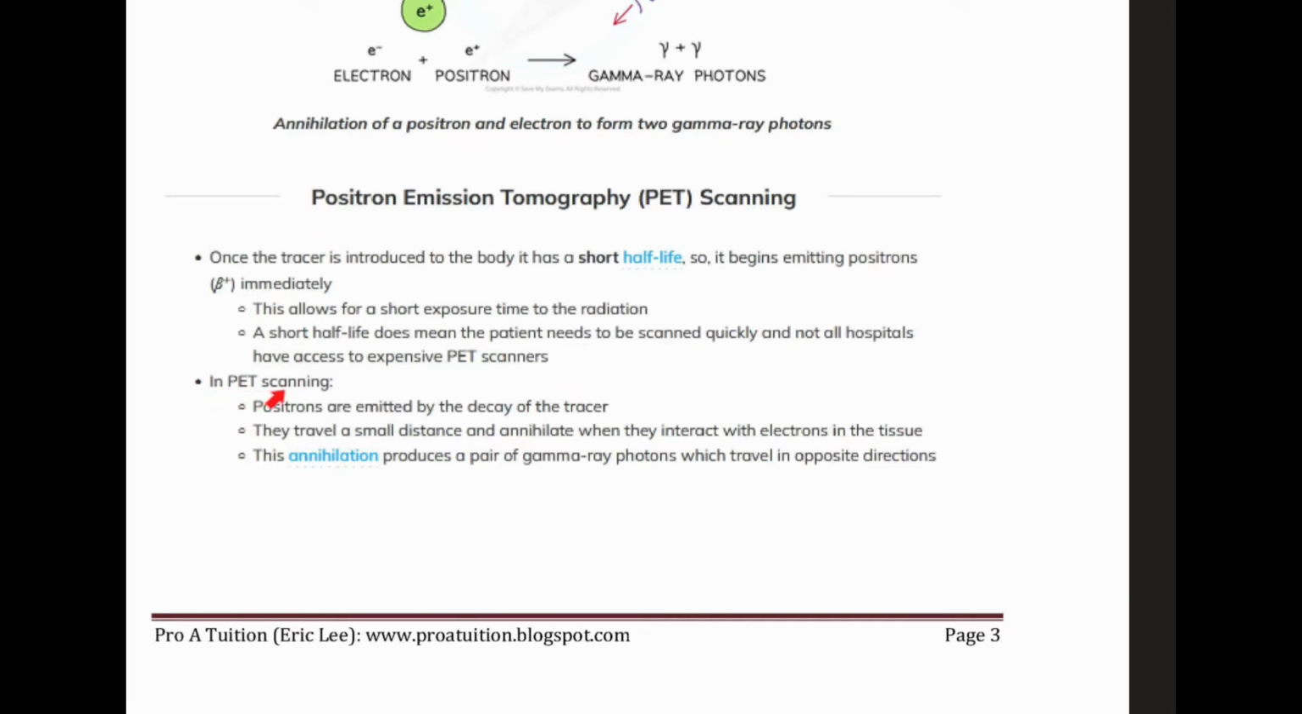In PET scanning, positrons are emitted by the decay of the tracer. They travel a small distance and annihilate when they interact with electrons in the tissue. This annihilation produces a pair of gamma ray photons which travel in opposite directions.